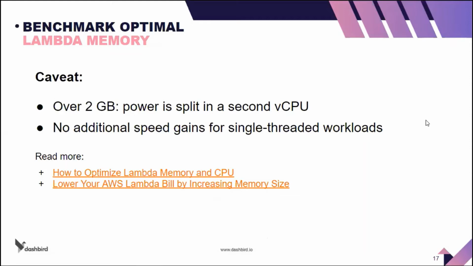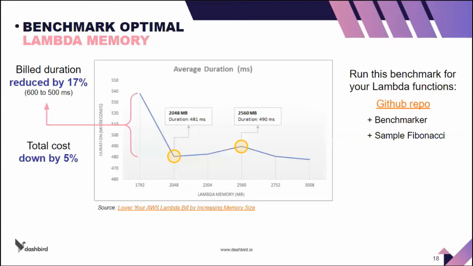But one of them, perhaps the most important one, is that above 2 gigabytes of memory, AWS is actually going to split the CPU power in a second vCPU. So for single-threaded workloads, you're not going to see any speed gains by increasing memory above 2 gigabytes. So you will only spend more money on more memory allocated and not get any cost savings.